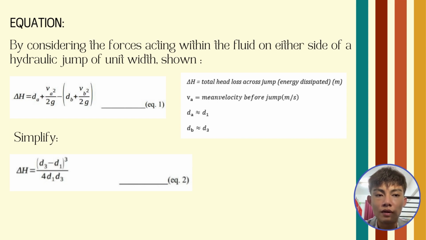So we need to convert dA equal to d1 and dB equal to d3. So we simplify this equation. Change of the head equals d3 minus d1 to the power 3, divided by 4 d1 d3. So that is the simplest equation we need to apply and know.